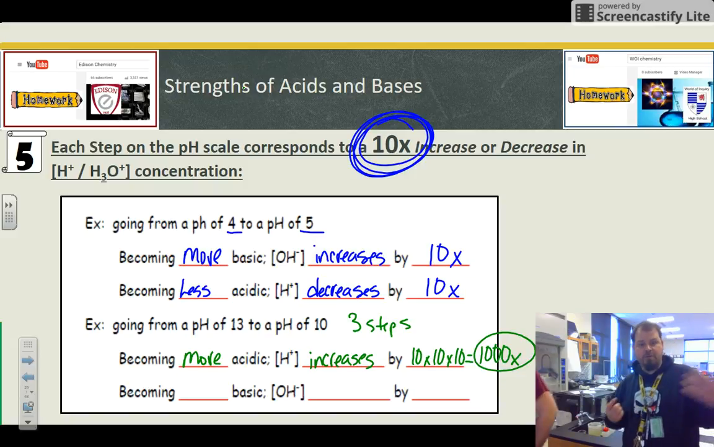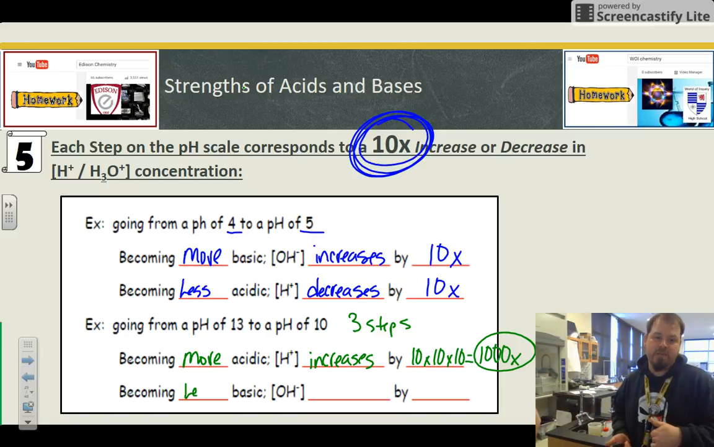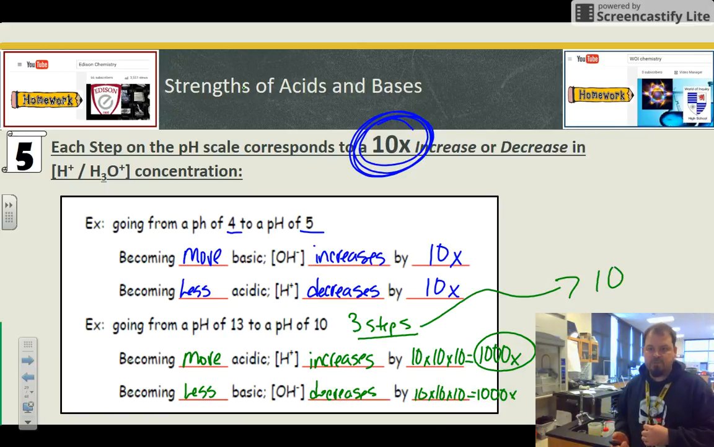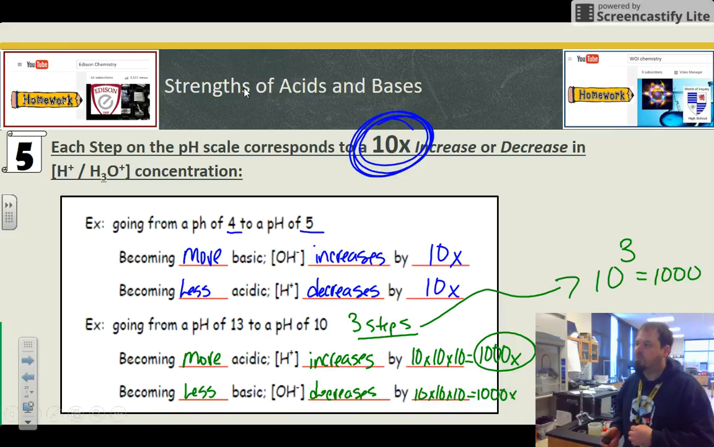Conversely, if I'm going from 13 to 10, I'm becoming less basic, more neutral, so my OH minus concentration is going down. Again, I moved 3 steps. 3 steps is 10 times 10 times 10, which is 1,000. My OH concentration went down by 1,000. 3 steps, 10 to the third, which is 1,000. Good? Let's do a little bit more.